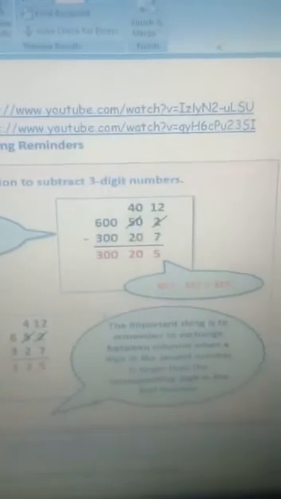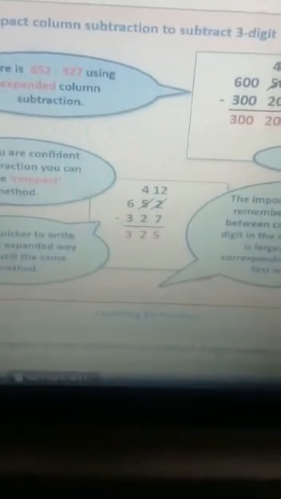Okay, so we've got some good web links as well using 4-digit numbers. So if you can tune into these 2 channels on YouTube, they will really help you go through some of the examples. So here we've got the expanded version of column subtraction, breaking up 652 and 327 into its hundreds, tens and units. And underneath we show the compact version.